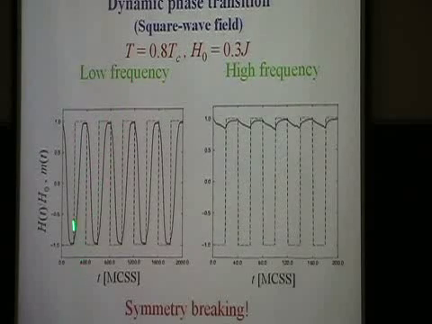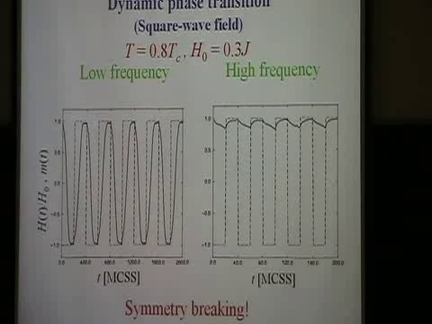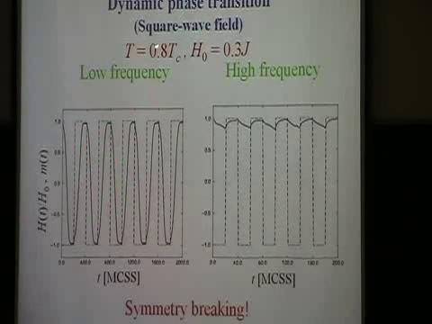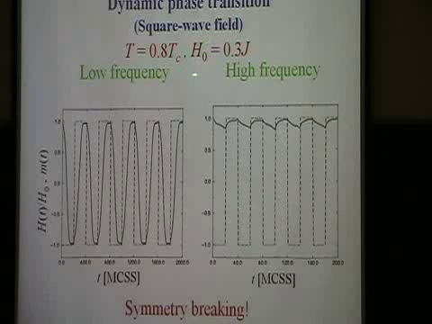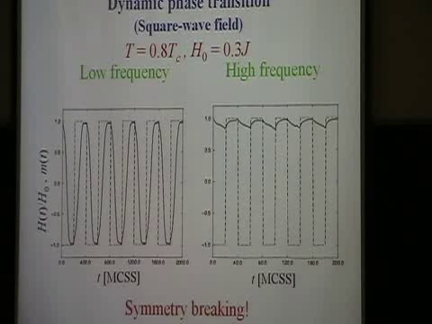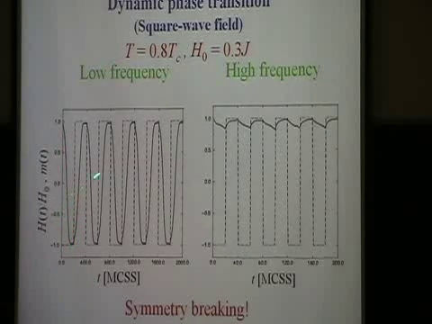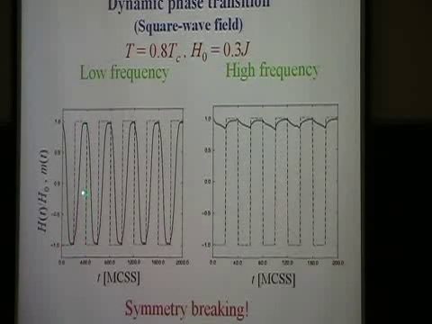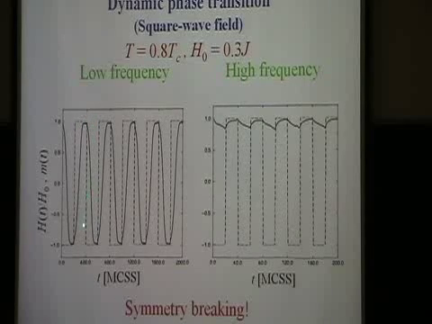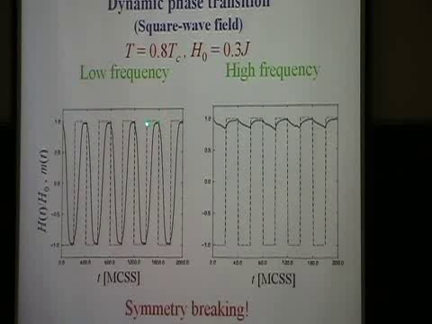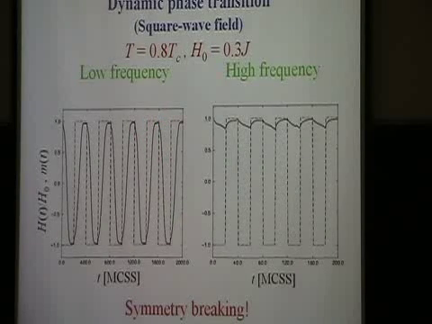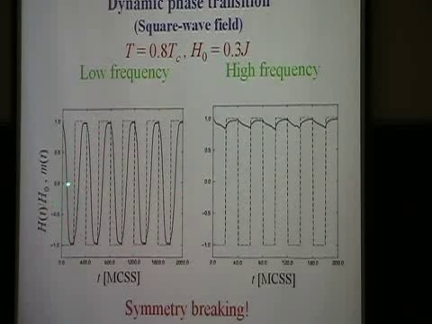Now I'm using a square field, and again you see the same temperature and the same amplitude as I did before. If I work at a low frequency, then you see the system reliably has time to switch during every period of the field. The dashed line is the field, and the solid lines are the magnetization divided by the saturation magnetization.